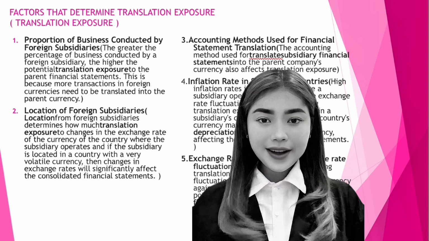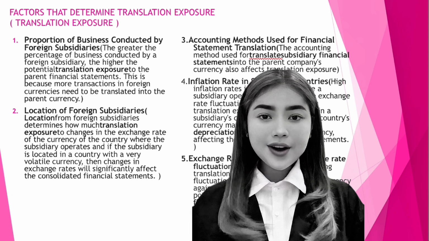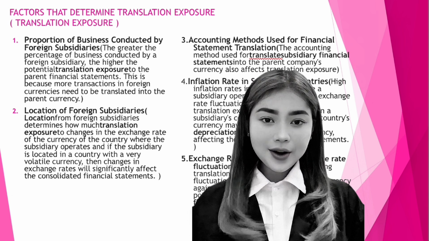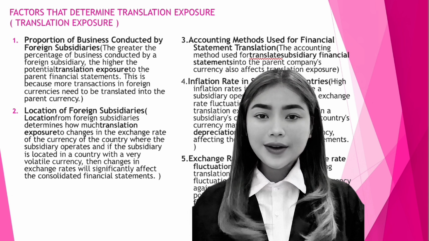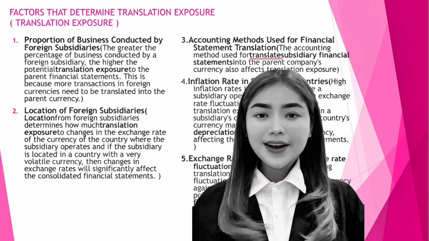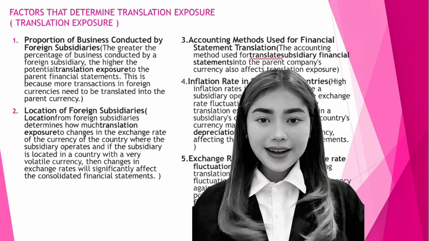Factors that determine translation exposure. One, proportion of business conducted by foreign subsidiaries. The greater the percentage of business conducted by a foreign subsidiary, the higher the potential translation exposure to the parent's financial statements. This is because more transactions in foreign currencies need to be translated into the parent currency.